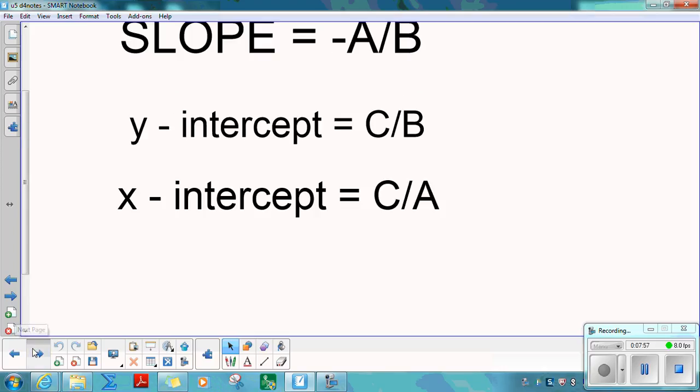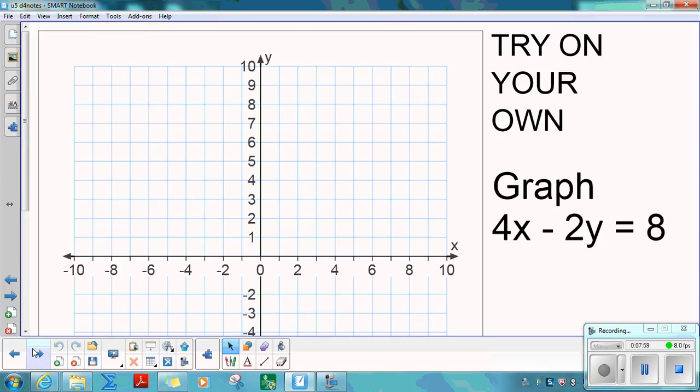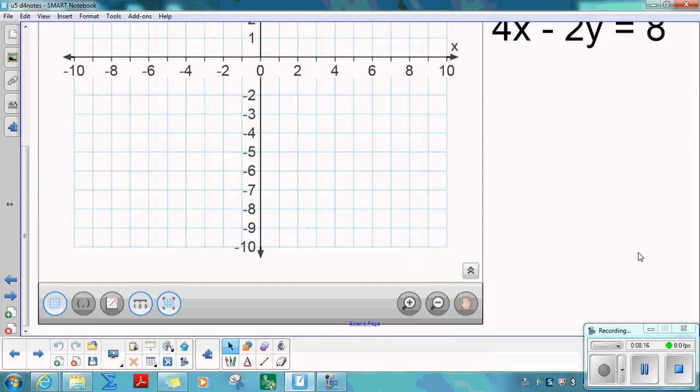And then your last try on your own is to graph this. So my hint is to find the x and y intercepts, and you can graph those 2 points. If you want to get it to slope intercept form and graph it that way, you are more than welcome to. There's lots of different ways you can do this. Okay? So I'm going to let you try that on your own, and we will go over this next class.